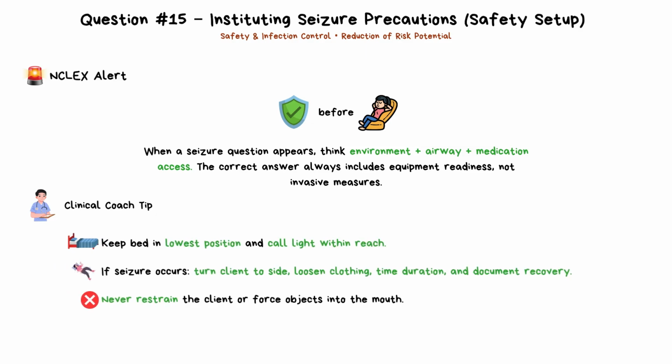Now, your clinical coach takeaway. Keep the bed in the lowest position with the call light within reach. If a seizure occurs, turn the client to one side, loosen restrictive clothing, time the duration, and document the recovery period. Never restrain the client and never force objects into the mouth.